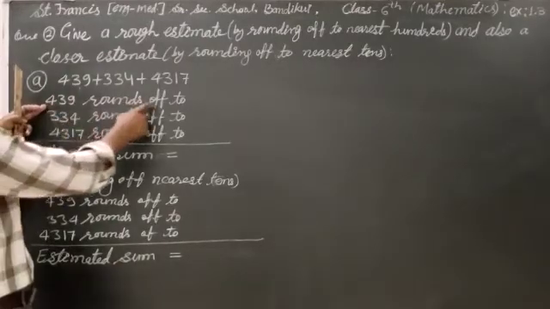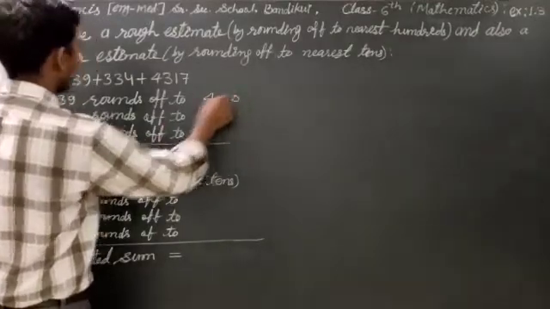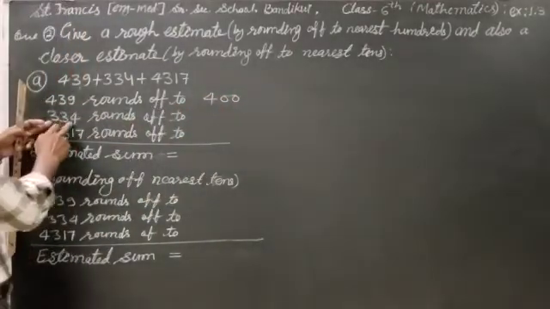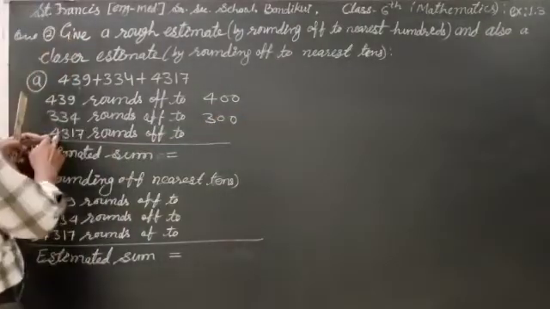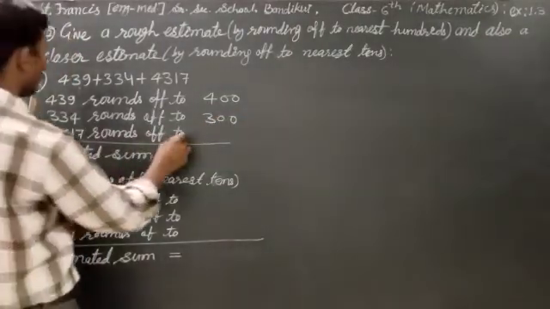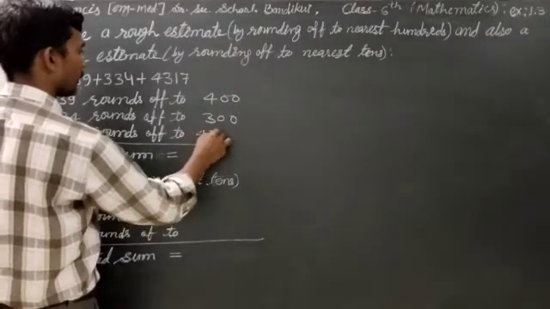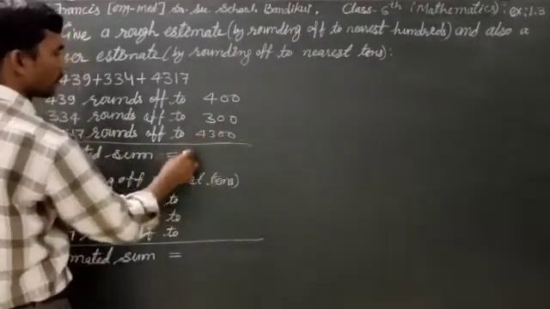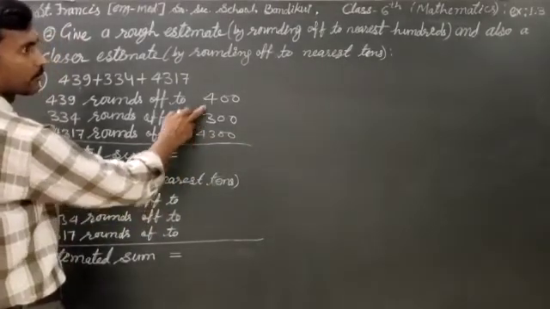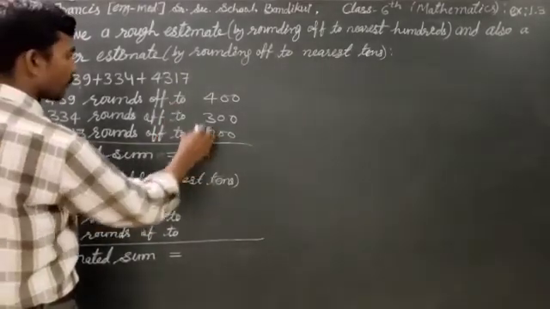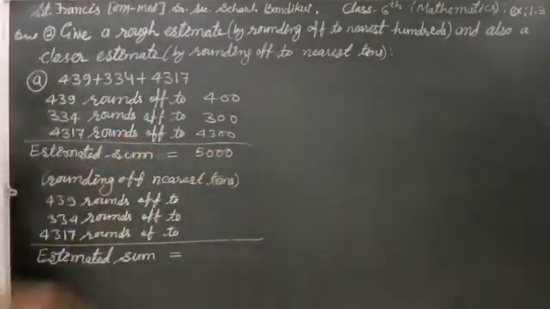In the nearest 100, 439 rounds off to 400, 334 rounds off to 300, and 4,370 rounds off to the nearest 100 will be 4,300. Then the estimated sum will be 43 plus 3, 46 plus 4, 5, then 500. The estimated sum will be 500.